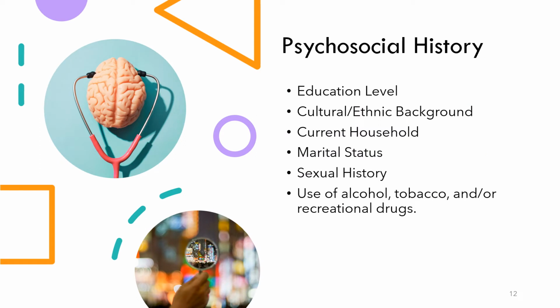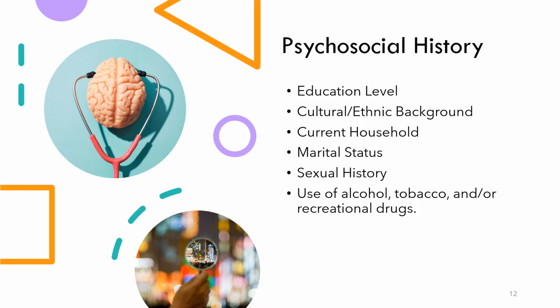The psychosocial history may include education level, cultural ethnic backgrounds, current household status, current marital status, a sexual history, and the use of alcohol, tobacco, and/or recreational drugs. Many of these questions may be sensitive topics for patients, so it's important to assure the patient that this is part of their confidential medical record.